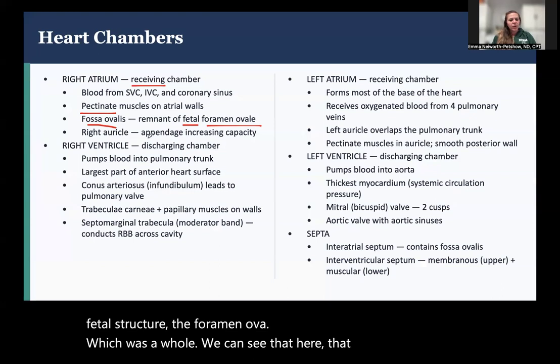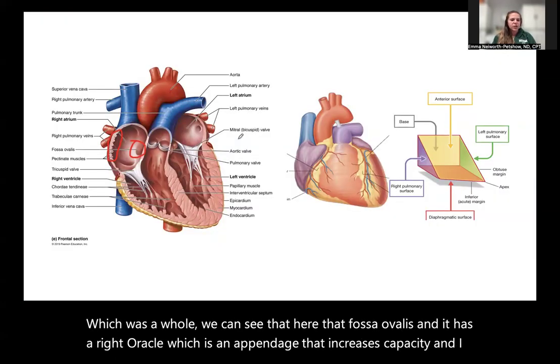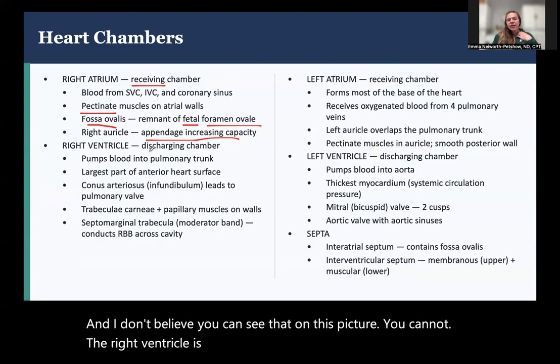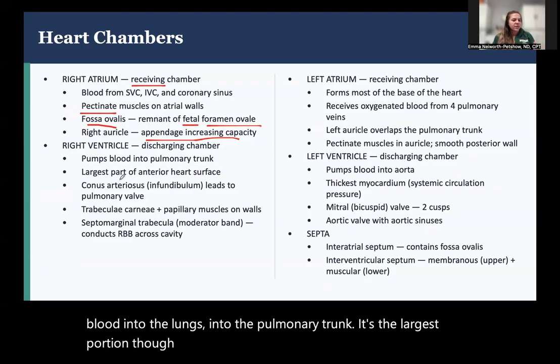It has a right auricle, which is an appendage that increases capacity. I don't believe you can see that on this picture. You cannot. The right ventricle is the discharging chamber. It pumps blood into the lungs, into the pulmonary trunk. It's the largest portion of the anterior heart surface.